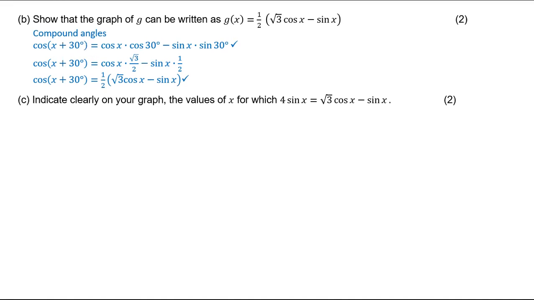And for C, they say indicate clearly on your graph the values of x for which 4 sin x is equal to square root of 3 cos x minus sin x. I realized that what I have on the right-hand side is exactly what I have in B, except that there's no 2. And this 2 here, all they did was just to multiply by this side. And when I divide both sides by 2, it gives me this.